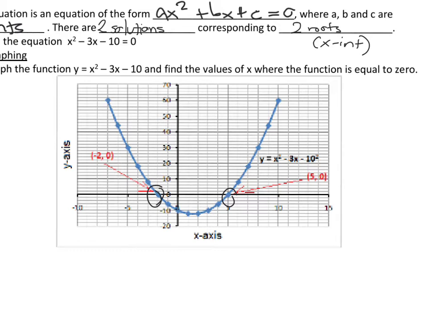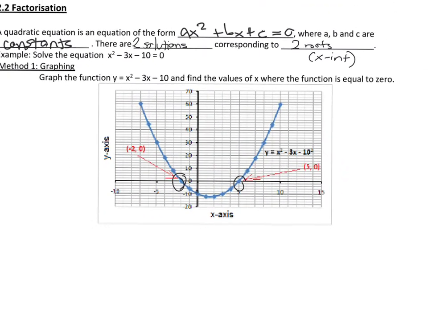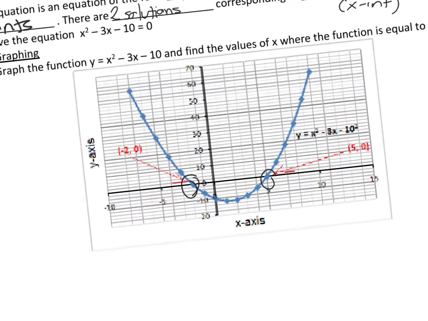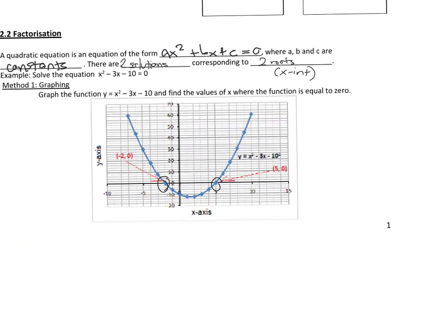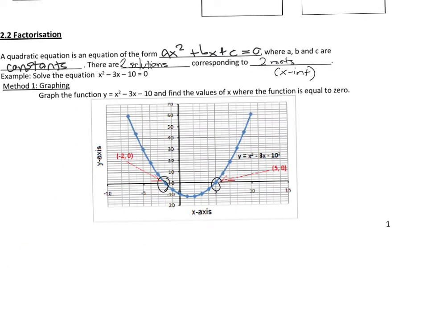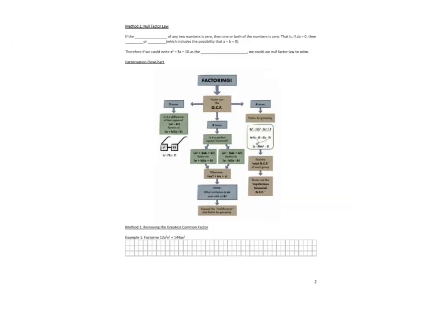So the x-intercepts here are 5 and 0. Are 5, 0, so that's as an ordered pair or as a coordinate. So the x equals 5, and over here x equals negative 2. So we've got those two solutions for x, negative 2 over here and 5 over here. That's how we can do it graphically, but what if we could do that algebraically? And that's what we're going to be talking about in this video, and that's where factorising comes in.